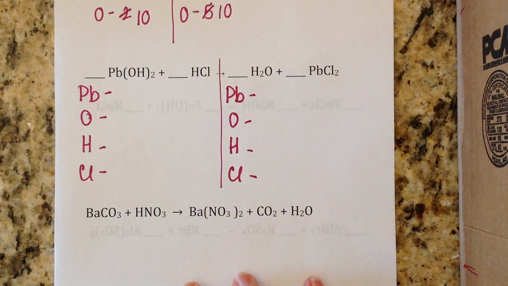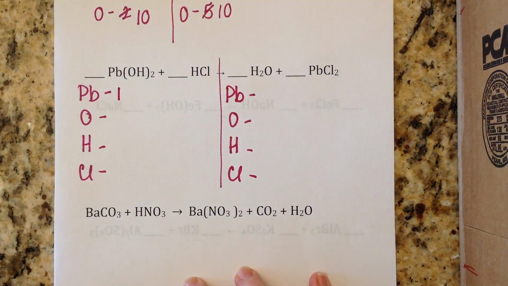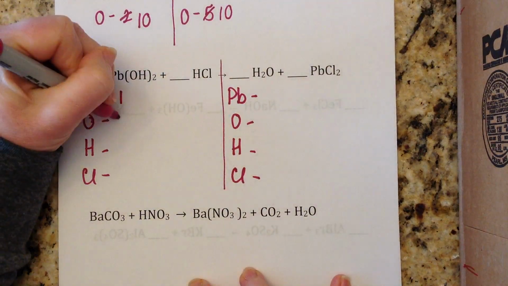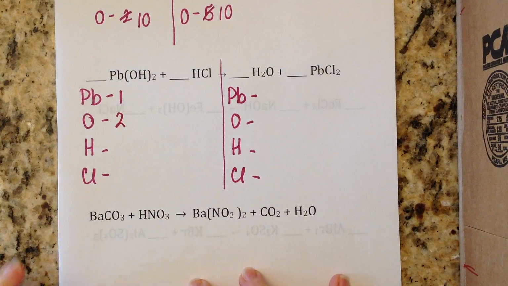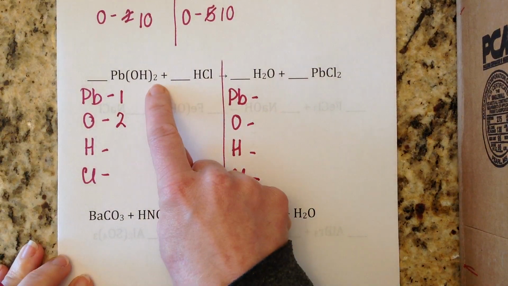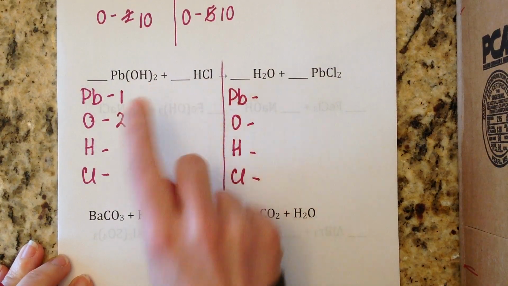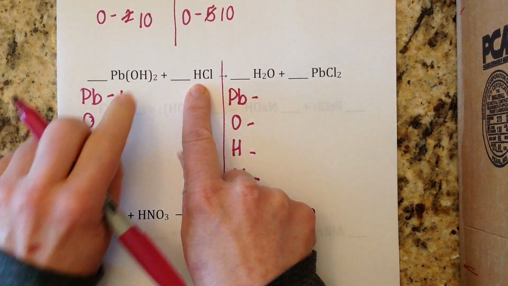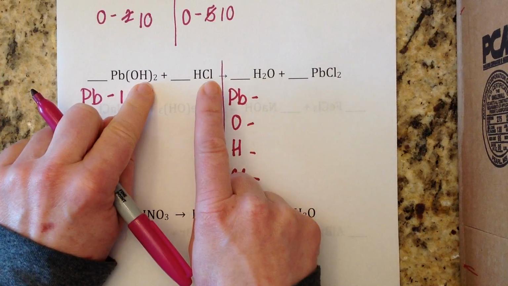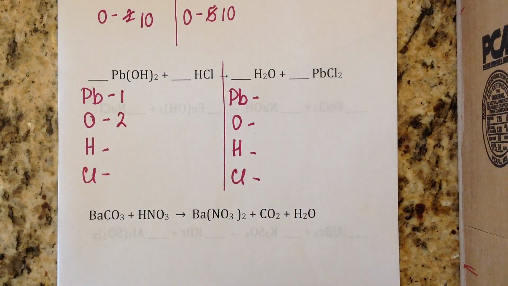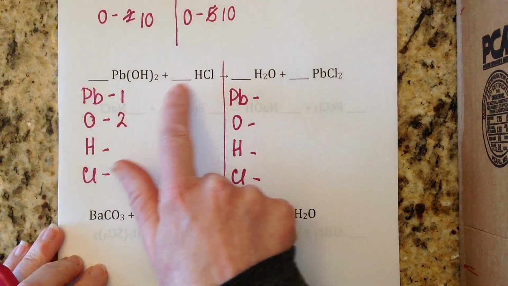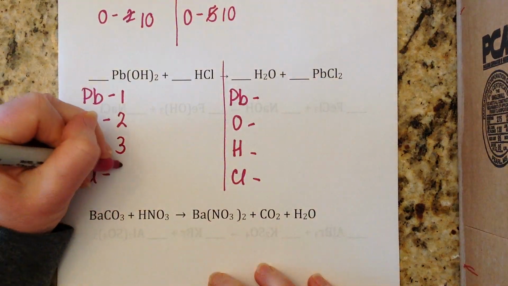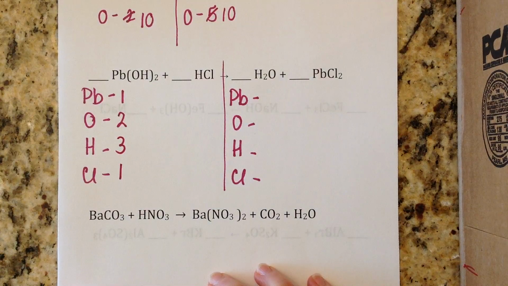All right, I have 1 lead. 2 times 1 is 2 oxygens. Now, I want you to pay real close attention to how I count these hydrogens. 2 times an understood 1, there's 2 hydrogens in this, plus 1 more here. So since you have 2 hydrogens in this compound and 1 in this one, you're going to add them together. I tell students just think about adding because you see a plus sign between them. So that's a total of 3. And chlorines are 1.